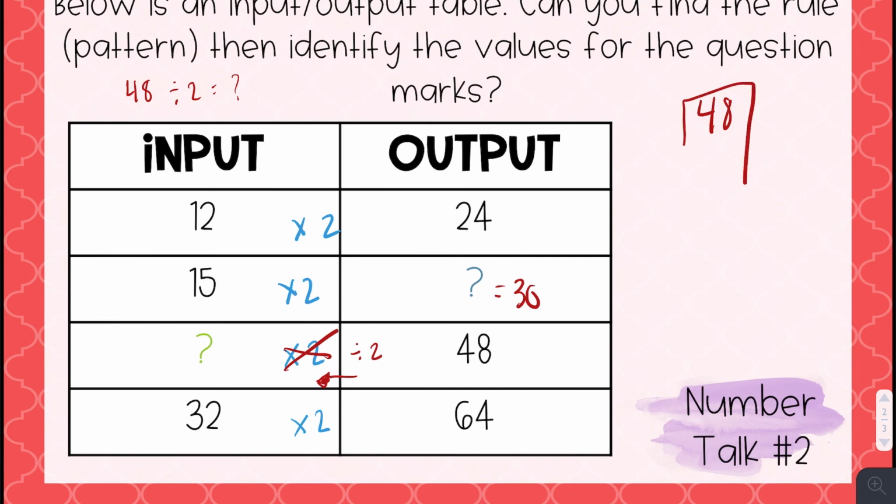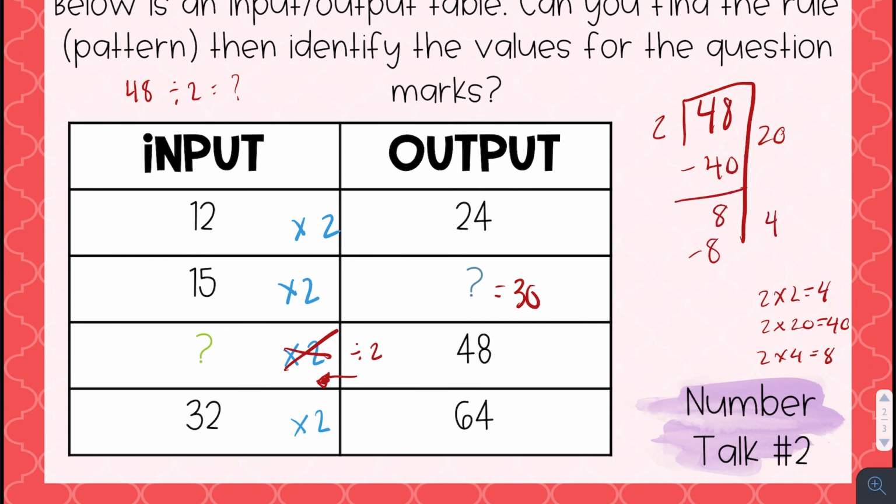Alright, so I have to build an army of known facts. So I have 2 times 2 is 4, so I know that 2 times 20 is 40. I see 2 times 4 is 8, so I'm going to use those to help me out. 2 times 20 is 40, so I subtract that and I'm left with 8. And then 2 times 4 is 8, and I subtract that and I'm left with 0. So I know that 24 plus 24 is 48. So my input's 24 and my output's 48.